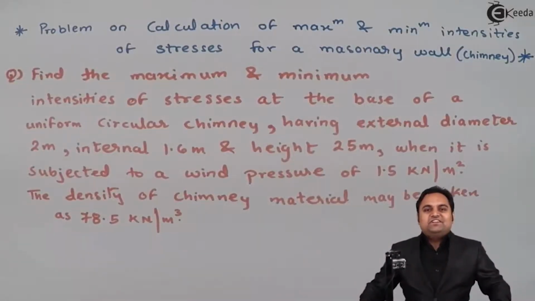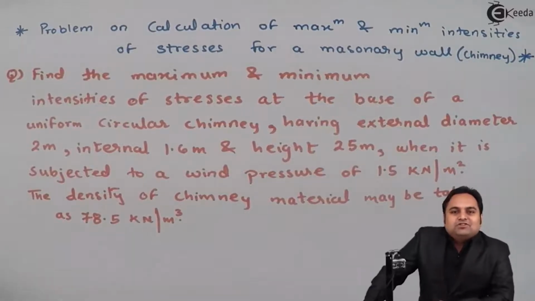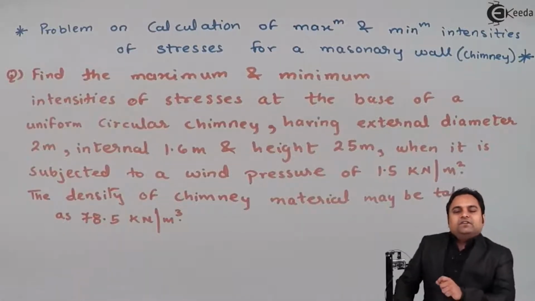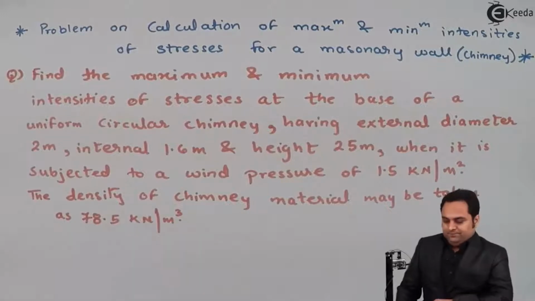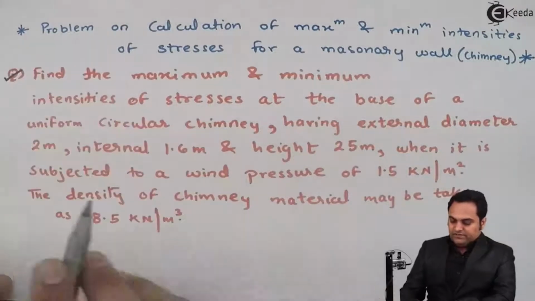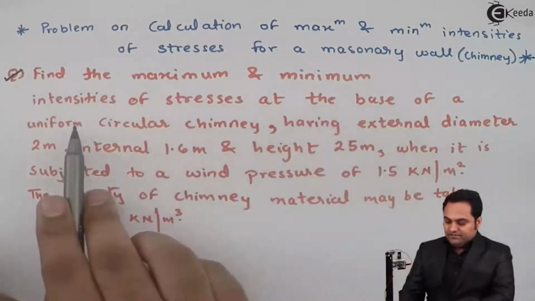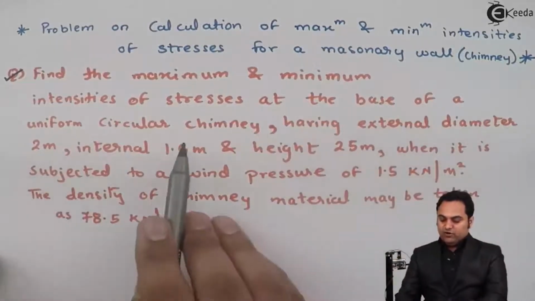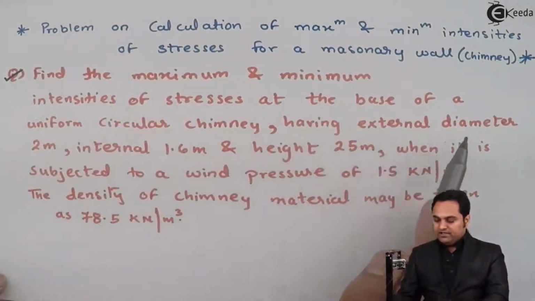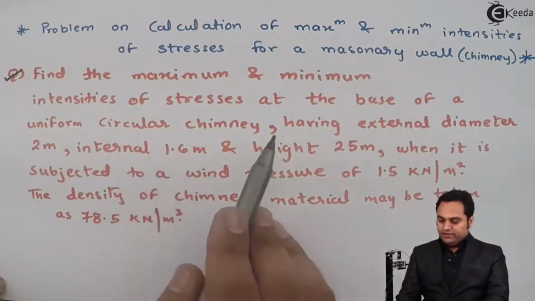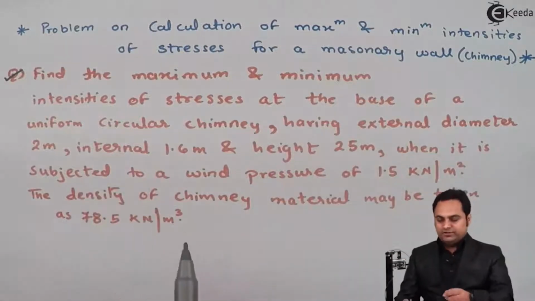In this video, we will see a problem on calculation of maximum and minimum intensities of stresses for a masonry wall, and that masonry wall is also called a chimney. And for that, here we have a question. It is given: find the maximum and minimum intensities of stresses at the base of a uniform circular chimney having external diameter 2 meter, internal diameter 1.6 meter. It means the chimney is hollow circular in section.